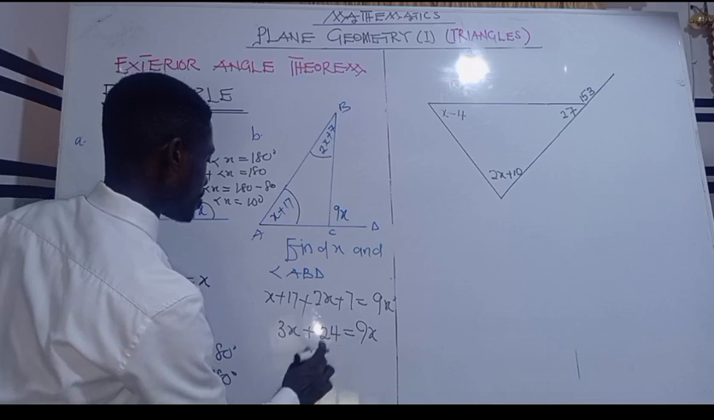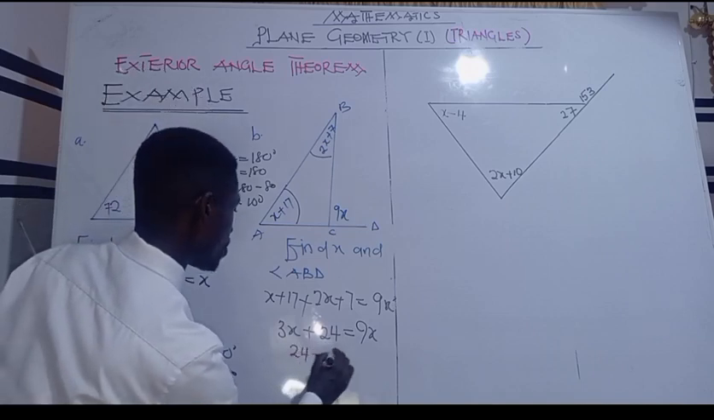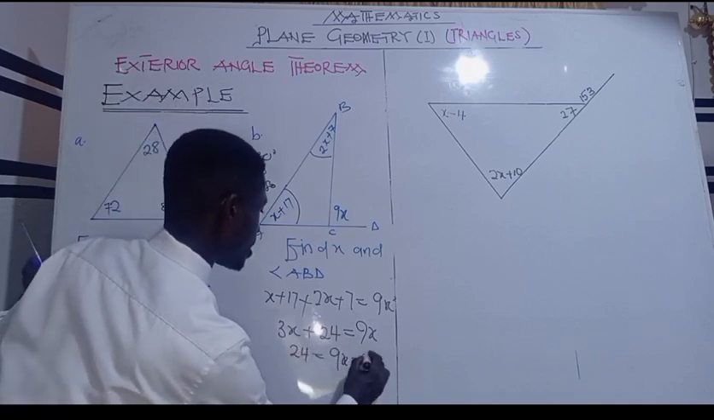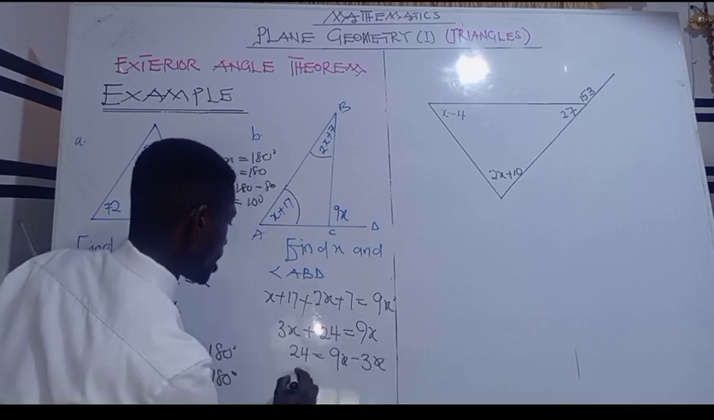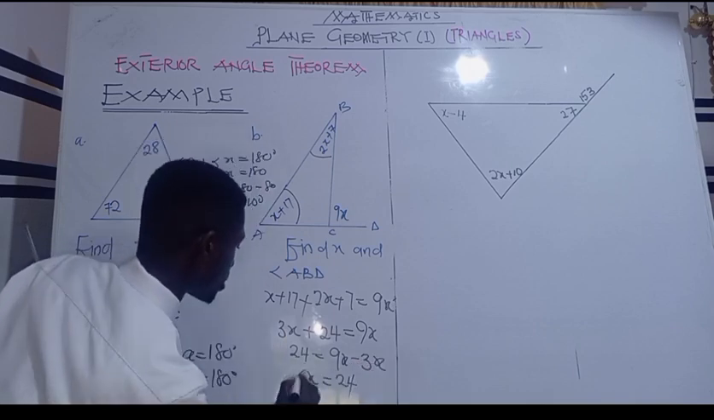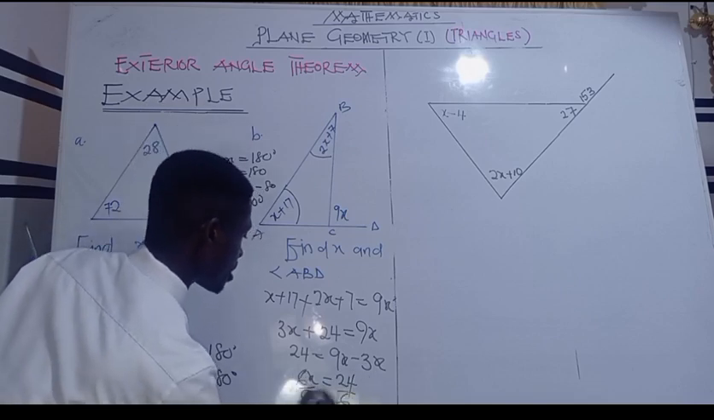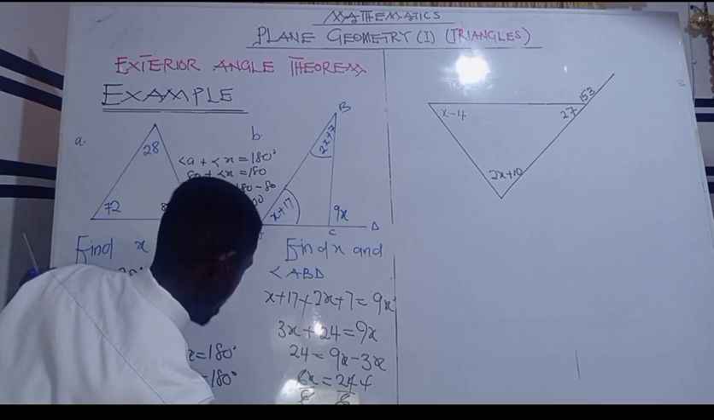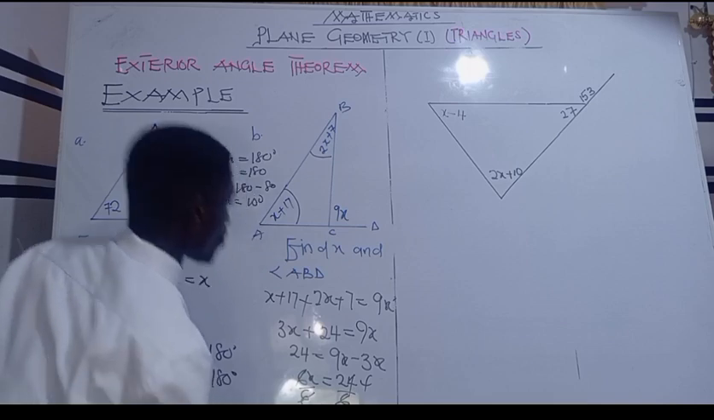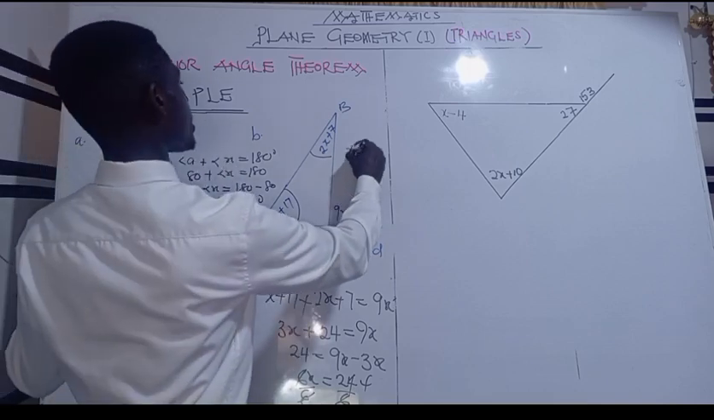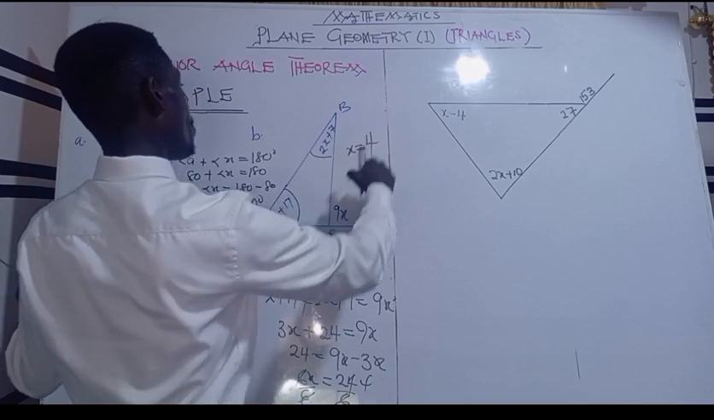So grouping like terms, we are going to get 24 is equal to 9x minus 3x. So we can say that 9x minus 3x is equal to 24, that is 6x. Dividing both sides by 6, we have our x is equal to 4. So it means our x is equal to 4.